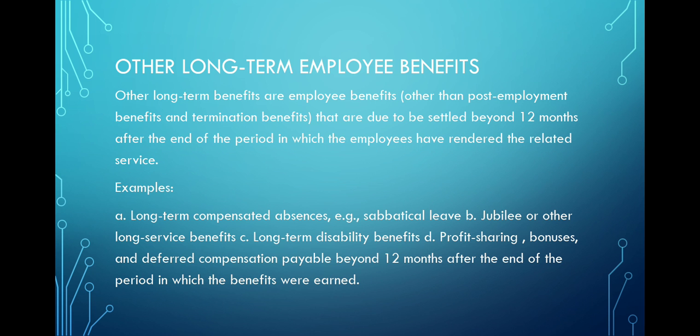Other long-term employee benefits. Other long-term benefits are employee benefits other than post-employment benefits and termination benefits that are due to be settled beyond 12 months after the end of the period in which the employees have rendered the related service. We have the examples. A. Long-term compensated absences, for example, sabbatical leave. B. Jubilee or other long service benefits. C. Long-term disability benefits. D. Profit sharing, bonuses, and deferred compensation payable beyond 12 months after the end of the period in which the benefits were earned.